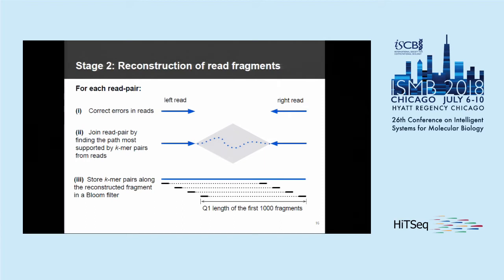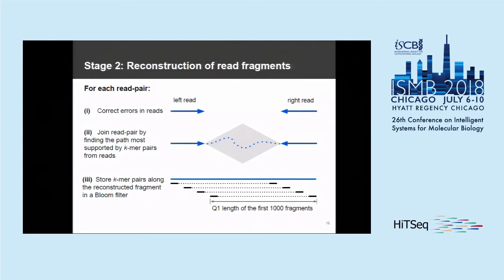After the fragment has been reconstructed, we can store another set of k-mer pairs in another Bloom filter. It's important to note here that these k-mer pairs are at a much longer distance than the ones from the reads.